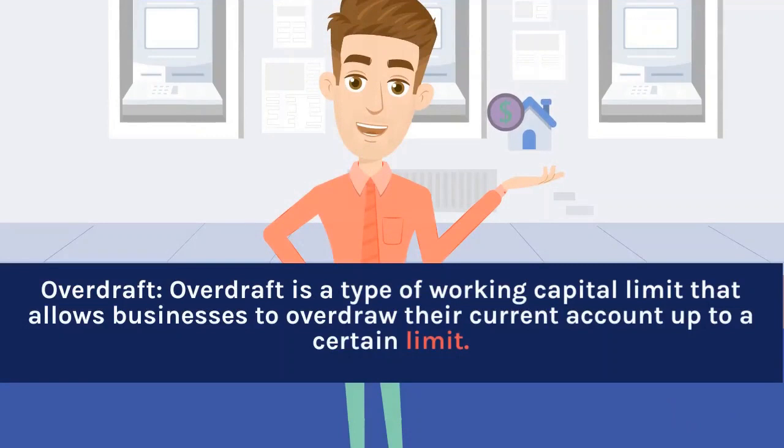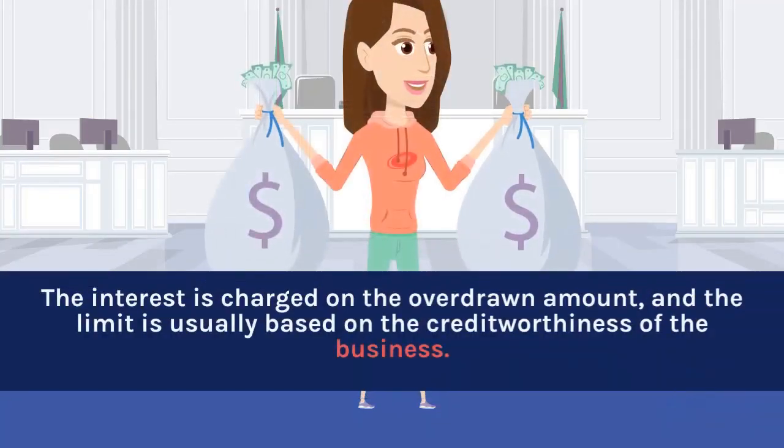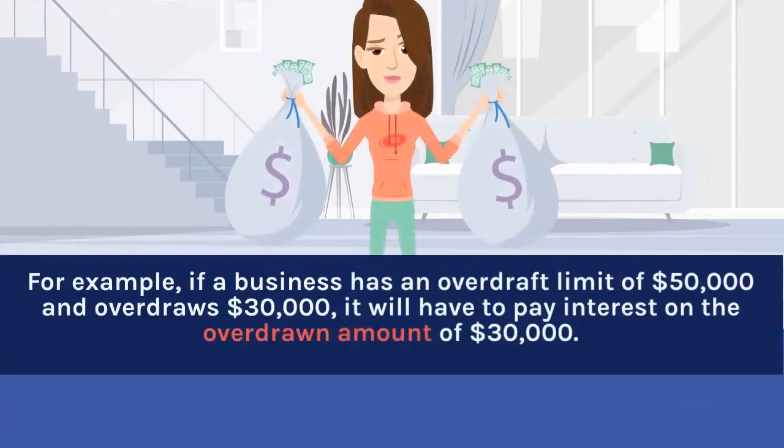Overdraft. Overdraft is a type of working capital limit that allows businesses to overdraw their current account up to a certain limit. The interest is charged on the overdrawn amount, and the limit is usually based on the creditworthiness of the business. For example, if a business has an overdraft limit of $50,000 and overdraws $30,000, it will have to pay interest on the overdrawn amount of $30,000.